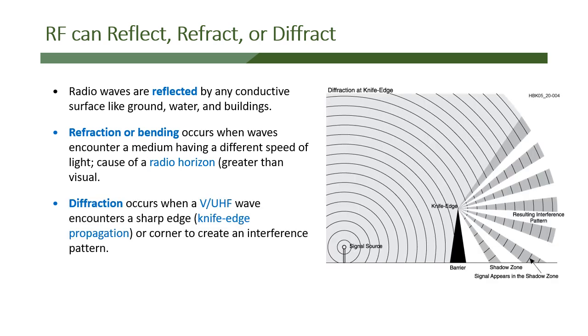And then we have diffraction, which occurs when VHF and UHF waves encounter a sharp edge, what we call knife edge propagation, or hit a corner of a building, for example, to create an interference pattern. As you can see on the right, the interference pattern is such that we're going to have live zones where we can hear the signal and dead zones where we won't hear anything. That's the result of knife edge propagation. Now, knife edge propagation can be useful because sometimes you can use it to bounce the signal off in such a way to get to another antenna that you normally could not get to with just line of sight.